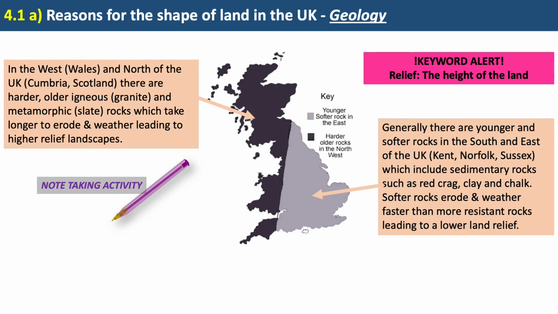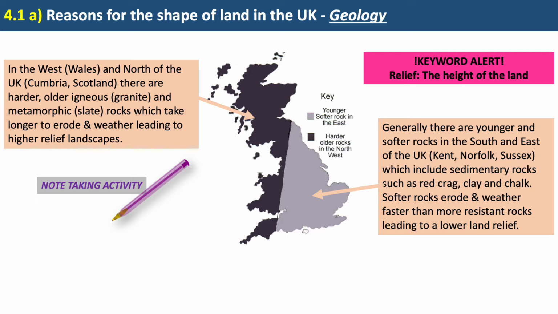Okay, so the first reason for the shape of the land in the UK is the UK's geology. And I've reminded you there that relief refers to the height of the land. Just a quick reminder, this is a note-taking activity. So I do like this map of Great Britain. It's not the whole of the UK, it's just Great Britain. And it is split for you.